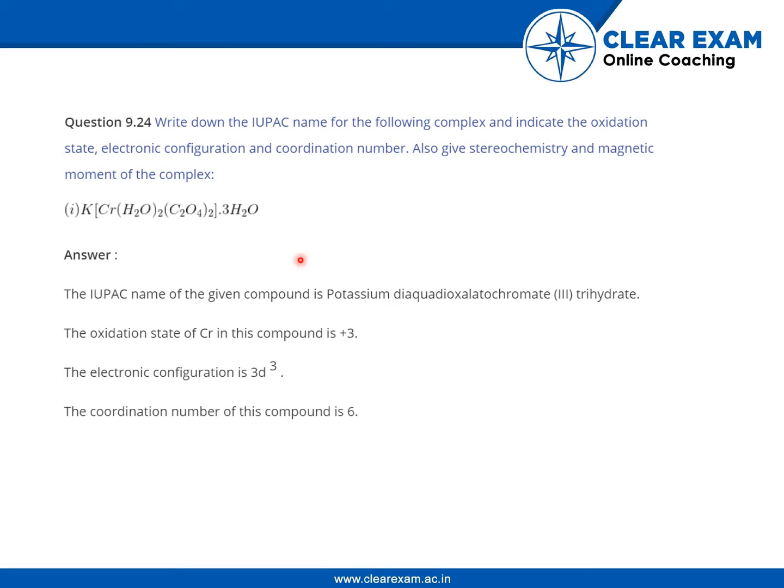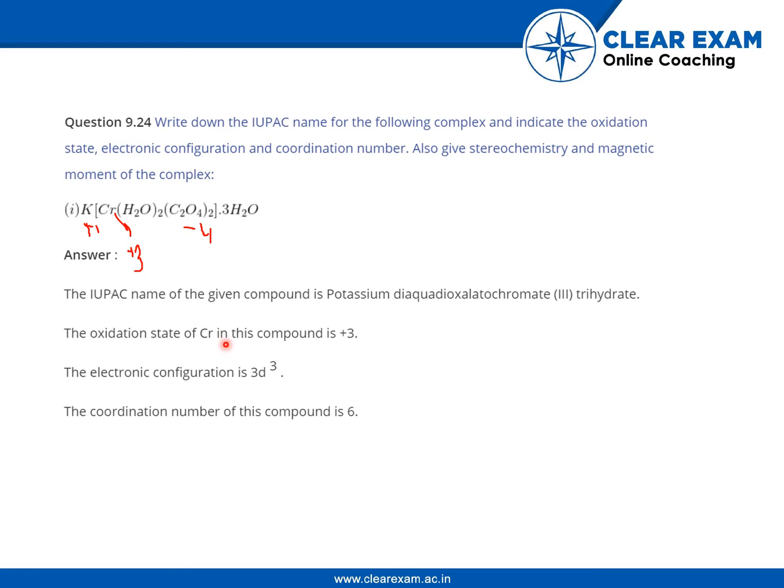So diaqua, then the ligand dioxalato, and finally the metal, which is chromate. The total charge on the chromate is minus 1. As you can see, minus 4 by the oxalate ions, plus 1 by the potassium ion, so the net charge on Cr will be plus 3. As you can see, plus 3 is given here, and trihydrate at the end.